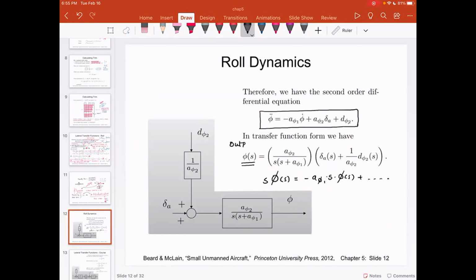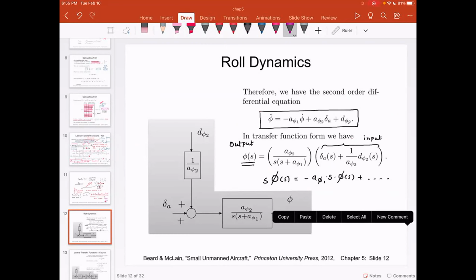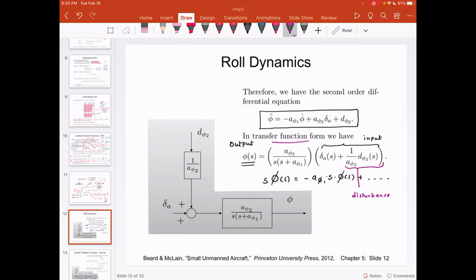This is my output, and my input is this. And please note, since I have this disturbance floating around, my input is going to get disturbed by this disturbance. So this is disturbance. Somehow I need to make sure that this transfer function is designed in such a way that my capital Phi of s behaves in a controlled fashion. That is how the roll dynamics will be controlled.